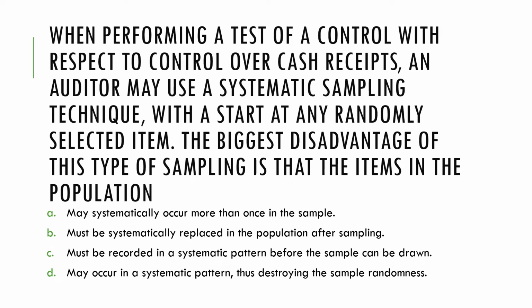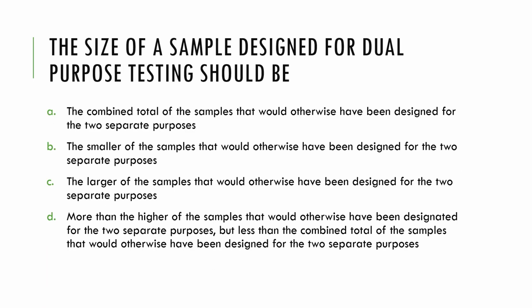So we do remember that a disadvantage of systematic selection is once the population or the sampling units are arranged in a pattern, then it will result in a higher likelihood of not getting a representative sample. So the disadvantage is it may occur in a systematic pattern, thus destroying the sample randomness, and ergo will affect the possibility of getting a representative sample. So D is the answer to this question.